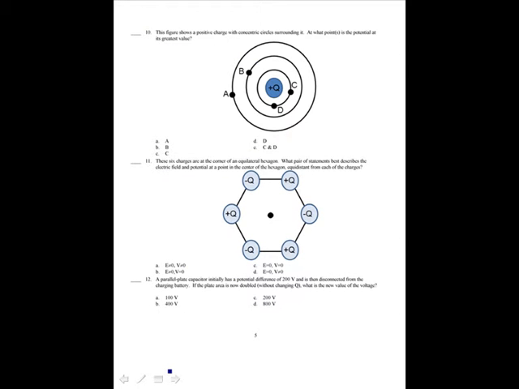This figure shows a positive charge with concentric circles surrounding it. At what point is the potential its greatest value? Well, V is kq over r, so where r is smallest is where your potential is biggest. That's at points C and D, and they're along an equal potential line, so they have the same potential.